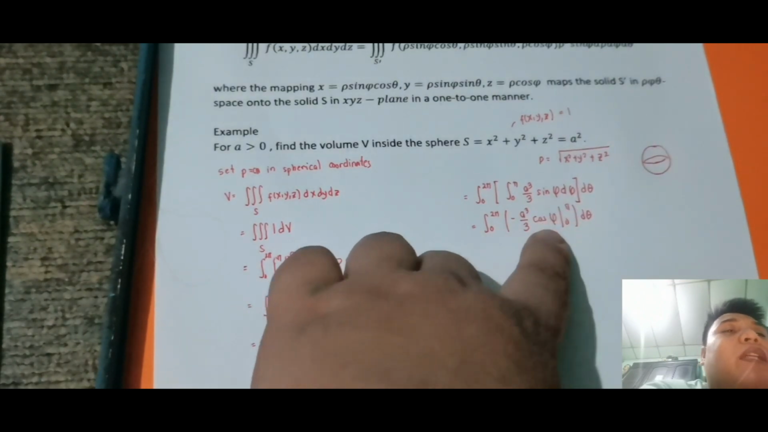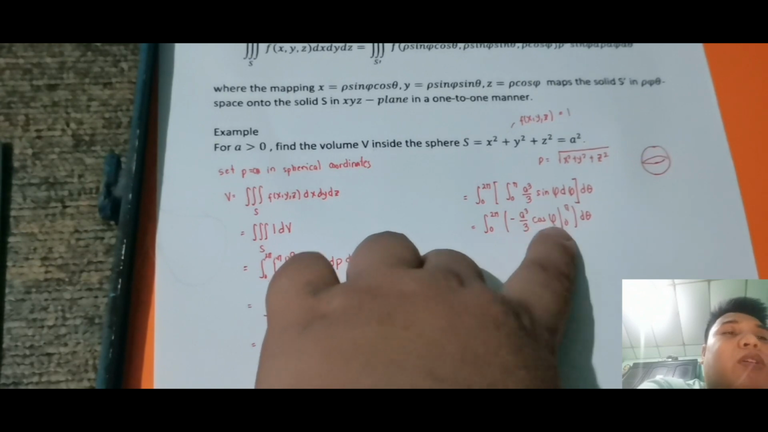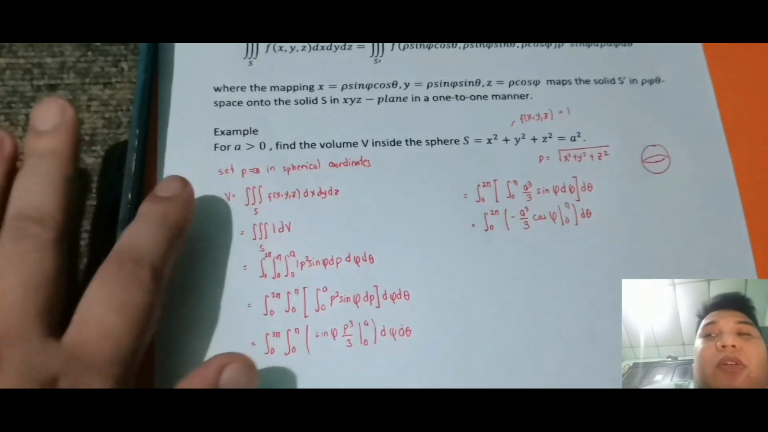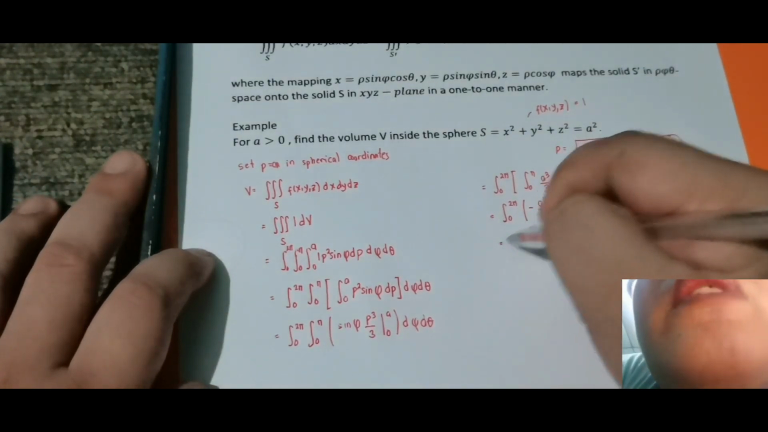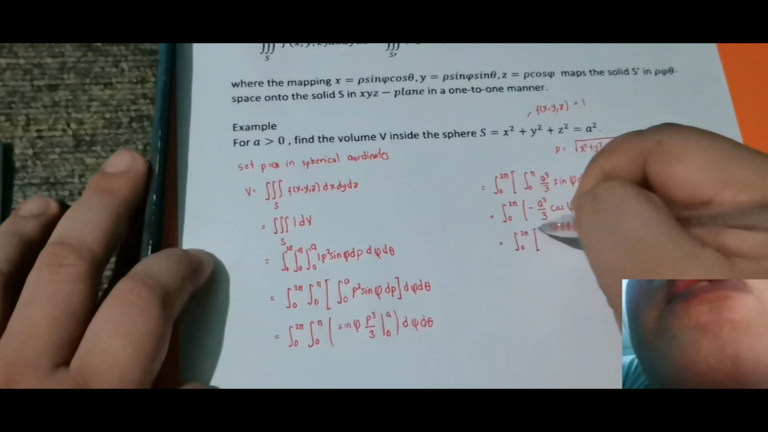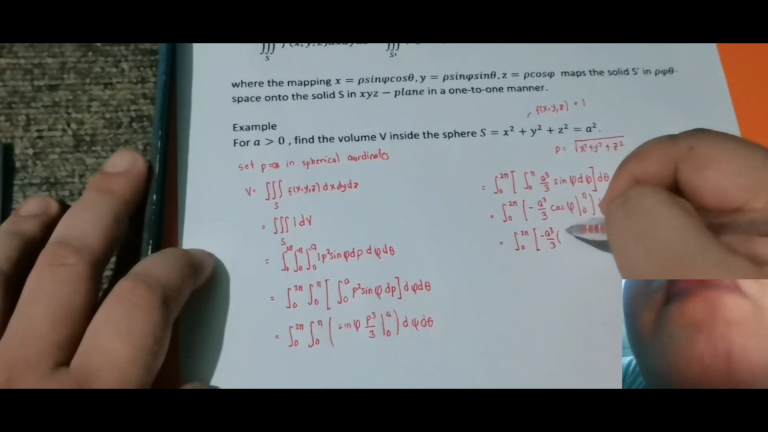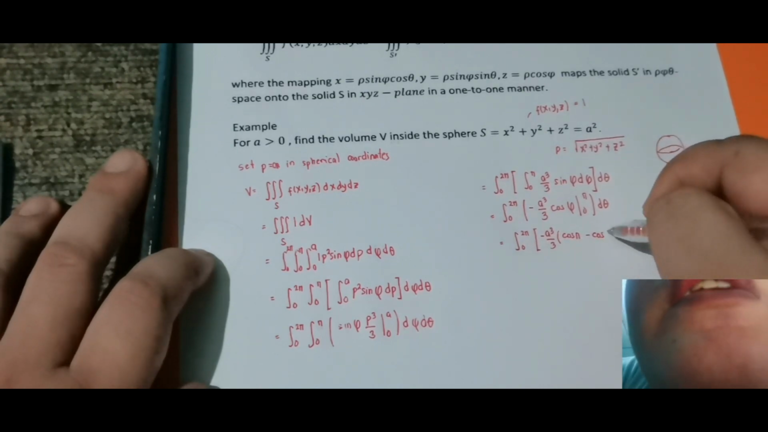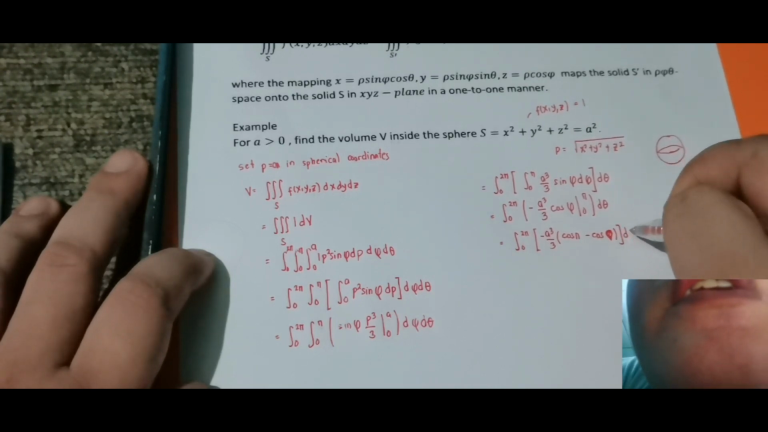So, next is papalitan natin. Ano yung papalitan natin dyan? Ang papalitan natin is yung zenith angle. So, that is cosine pi minus cosine 0. Dito hindi natin agad-agad siya pwedeng i-disregard. So, this is just equal sa from 0 to 2 pi multiplied by negative a cube over 3 ng cosine pi minus cosine 0. Ayun, nakakalito. Then, this is just d theta.